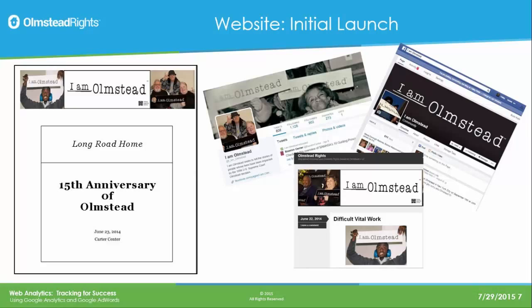So we launched our website in June of 2014 at the exact same time as the 15th anniversary of Olmstead. So we had a big event at the Carter Center in the Jimmy Carter Presidential Library. We had the U.S. Justice Department come down for it. We promoted it heavily through our social media, and we announced the launch of olmstedrights.org at that event, and also through Facebook, Twitter, and our blog. And Google Analytics is just a fantastic way to see, well, how did that work?